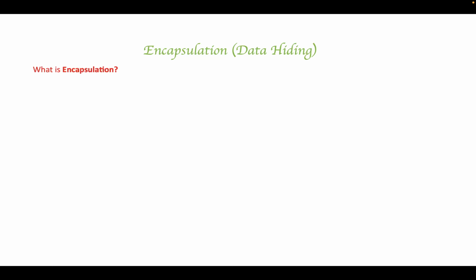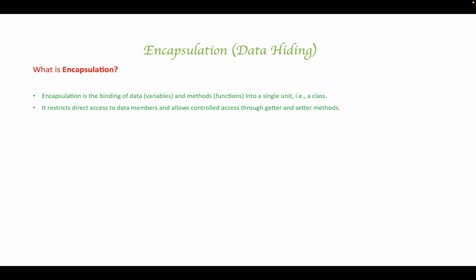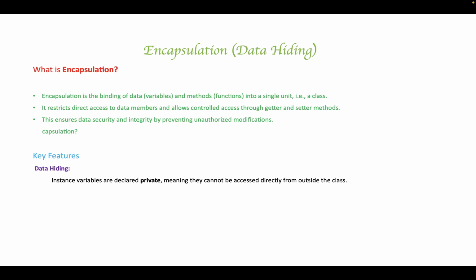Encapsulation, data hiding. What is encapsulation? Encapsulation is binding data and methods into a single unit, like a class. It restricts direct access to data members and controls access through getter and setter methods. It ensures data security and integrity by preventing unauthorized modifications. Key features: data hiding. Instance variables are declared private, meaning they cannot be accessed directly from outside the class.